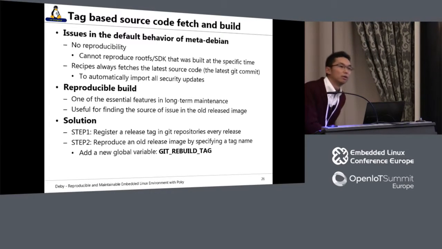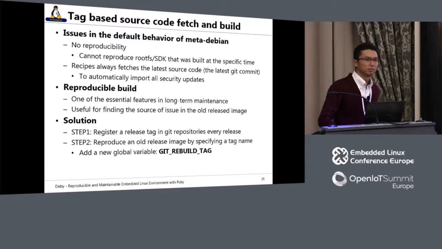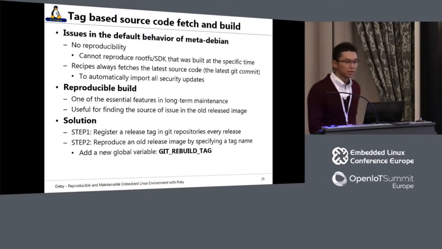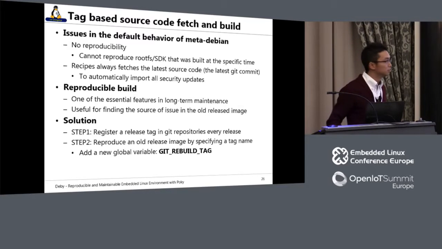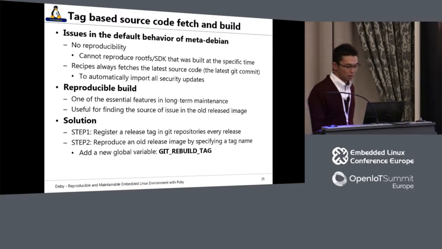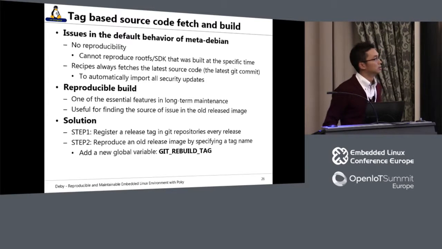So we might find some issues three or four years after we release our products. In such a case, it's useful for finding the source of the issues in the old release. And how do we provide this feature? First, register a release tag in the Git repositories at every release, and add a new global variable, Git rebuild tag, to the Poky build system, and reproduce an old image by specifying a tag name using this variable.